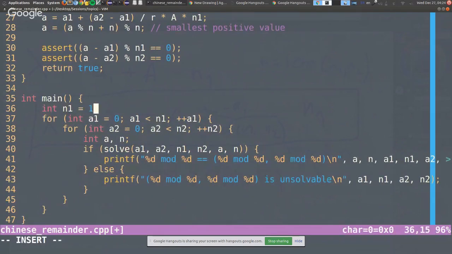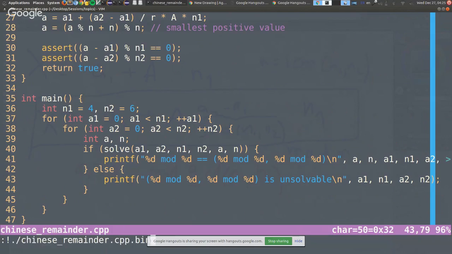Basically this is it. Here I put n1 and n2, and then here I loop over all the possible modular values, so all the possible remainders for n1 and the same for n2. In that case, we check if we can solve that. If so, then we do it. Then we print the solution. Otherwise, we say that this pair is unsolvable.